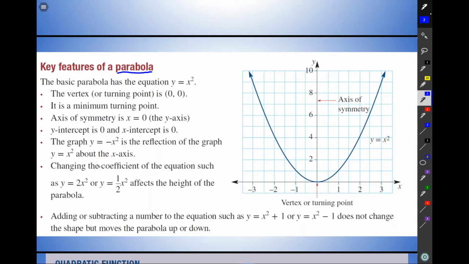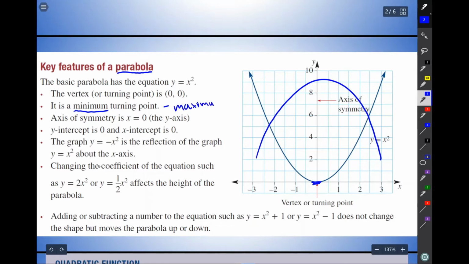There are a few key things we need to be looking for when we're looking at parabolas and quadratic functions. We're going to often be asked to look for the vertex, and we're going to call it a minimum turning point in this case because it's the lowest point in the graph. If the parabola went the other way, this would be called a maximum turning point. We talk about the axis of symmetry, the line that goes down through the minimum point.